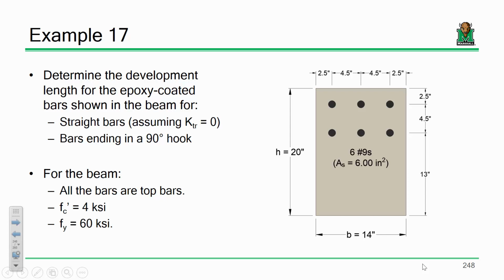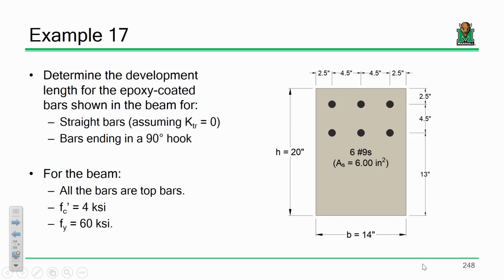This is example 17. We're going to determine the length for the epoxy-coated bars shown. So we got a little bit more going on here. However, to illustrate the effect of using a hook, I want to demonstrate how bending the bars could really help development length. We're going to do this problem twice. One of the times, we're going to assume that it's a straight bar, and we're going to assume K_tr equals 0, and then we're going to do bars ending in a 90-degree hook.